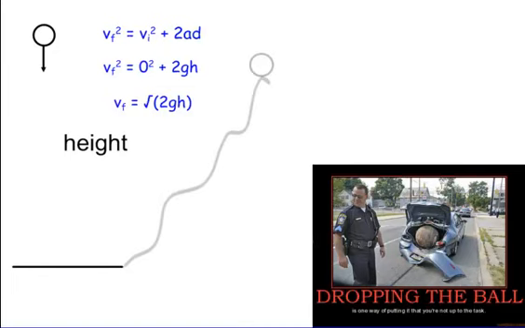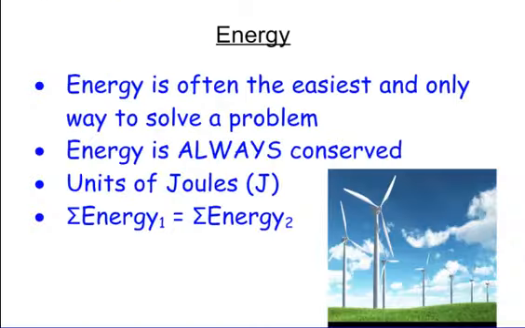But what happens when we have something going down a curvy slope where the acceleration is changing and the velocity is constantly changing, and it's going faster and faster and then slower and slower and all kinds of stuff? What do we use then? We're going to use a thing called energy. And the crazy thing about energy is often the easiest and only way to solve a problem.